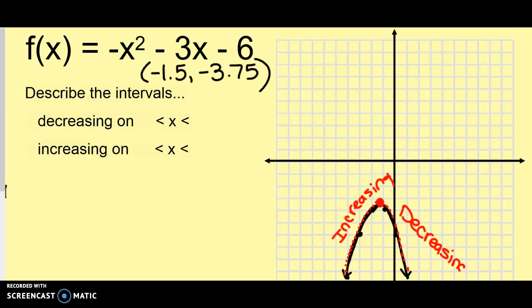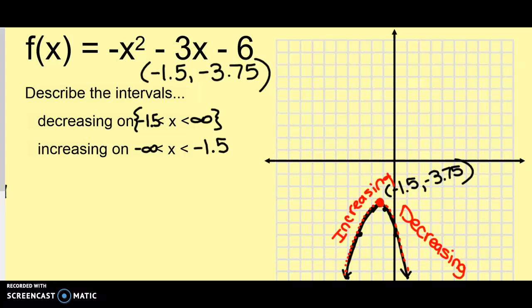All right, so all we do is we have to write the interval, okay? So it's decreasing from, now look, we're going to talk about our x value now. This is -1.5 and -3.75. So it's decreasing from -1.5 to infinity, because it's just going to keep decreasing. All right, and it's increasing, it started increasing at -infinity, and then it stopped increasing at -1.5. Okay, that's really all you do. You talk about where it is going up and where it is going down.